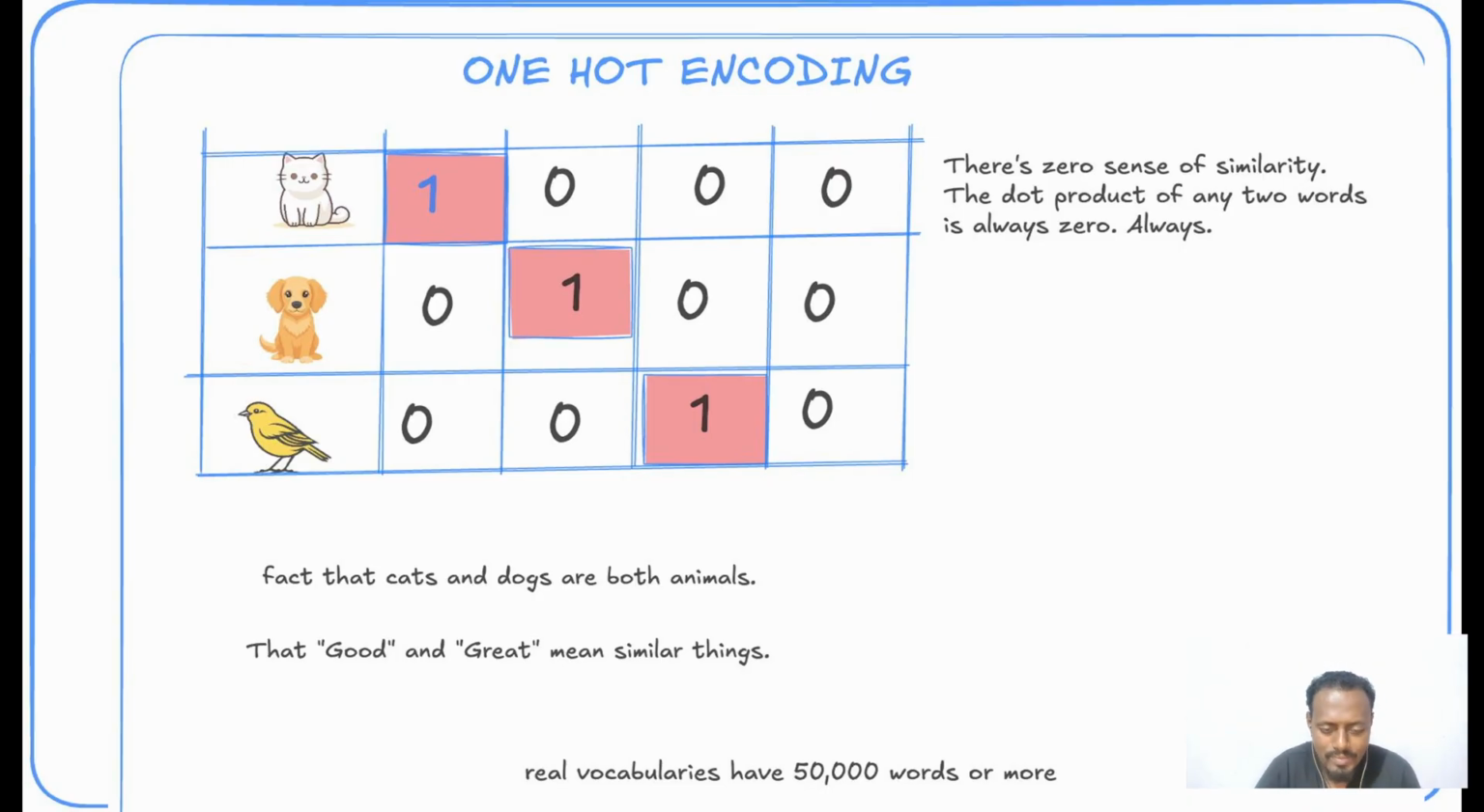And practically speaking, real vocabularies have 50,000 words or more. So every word becomes a list of 50,000 numbers with exactly one 1 and 49,999 zeros. That is incredibly wasteful, computationally expensive, and still semantically empty. So one-hot encoding fixes the ranking problem, but it creates a new problem, semantic neutrality. No meaning anywhere.